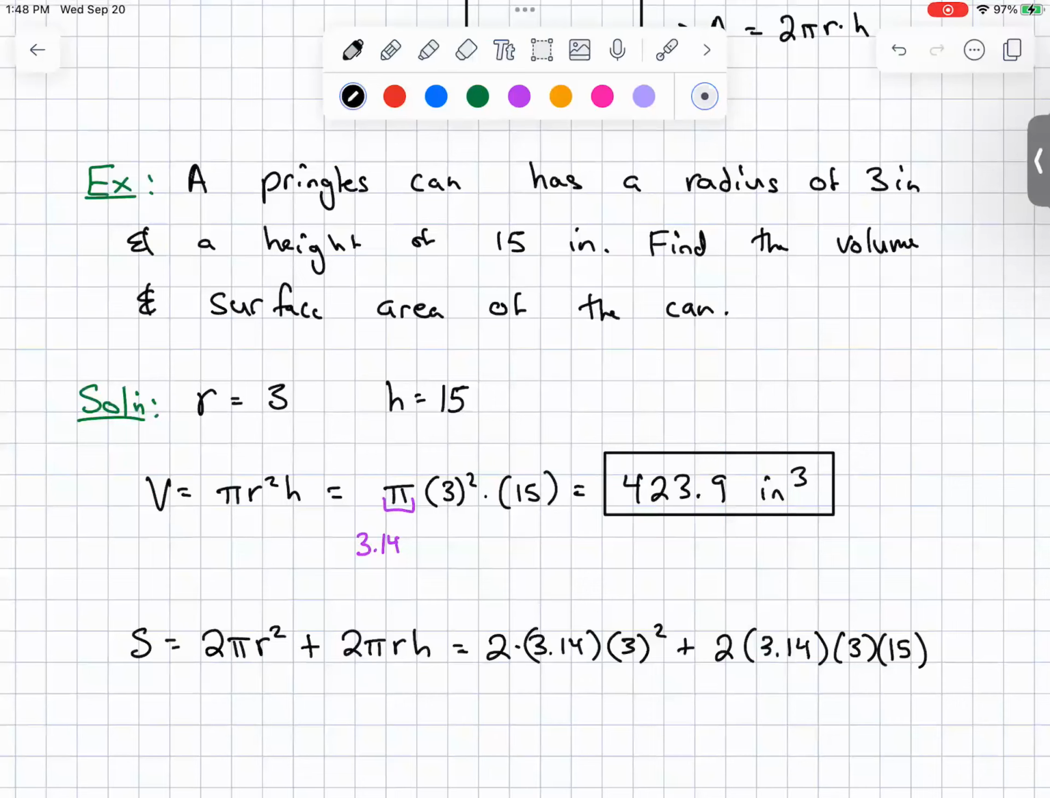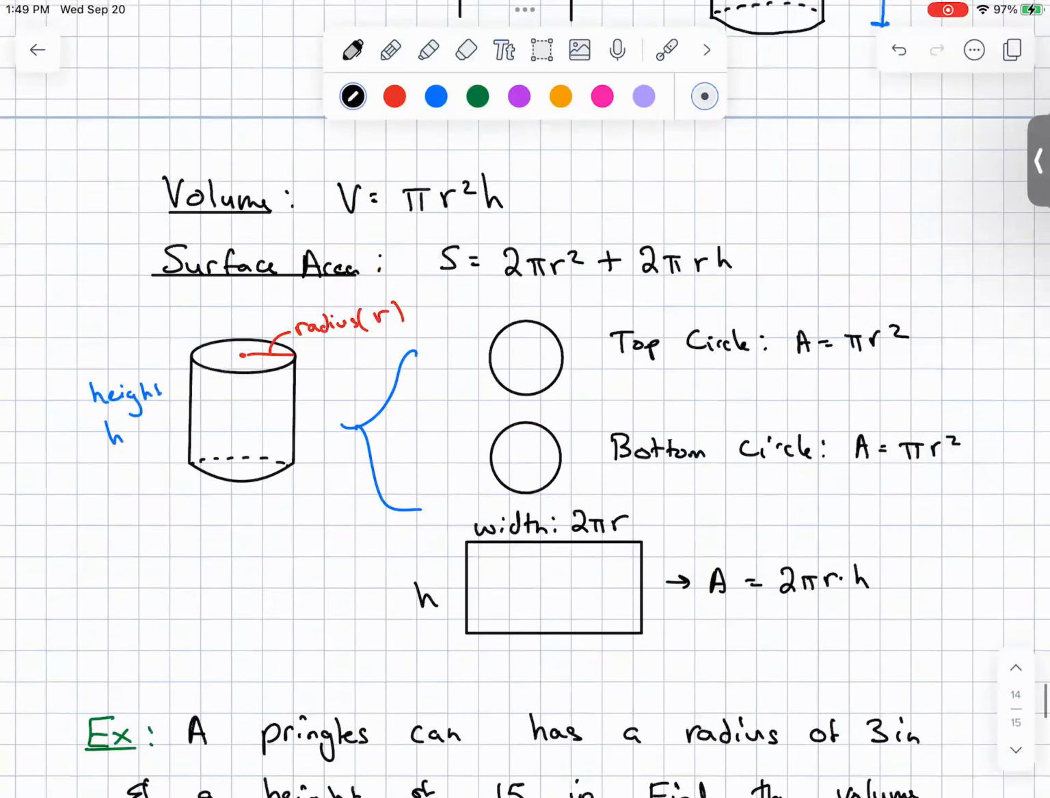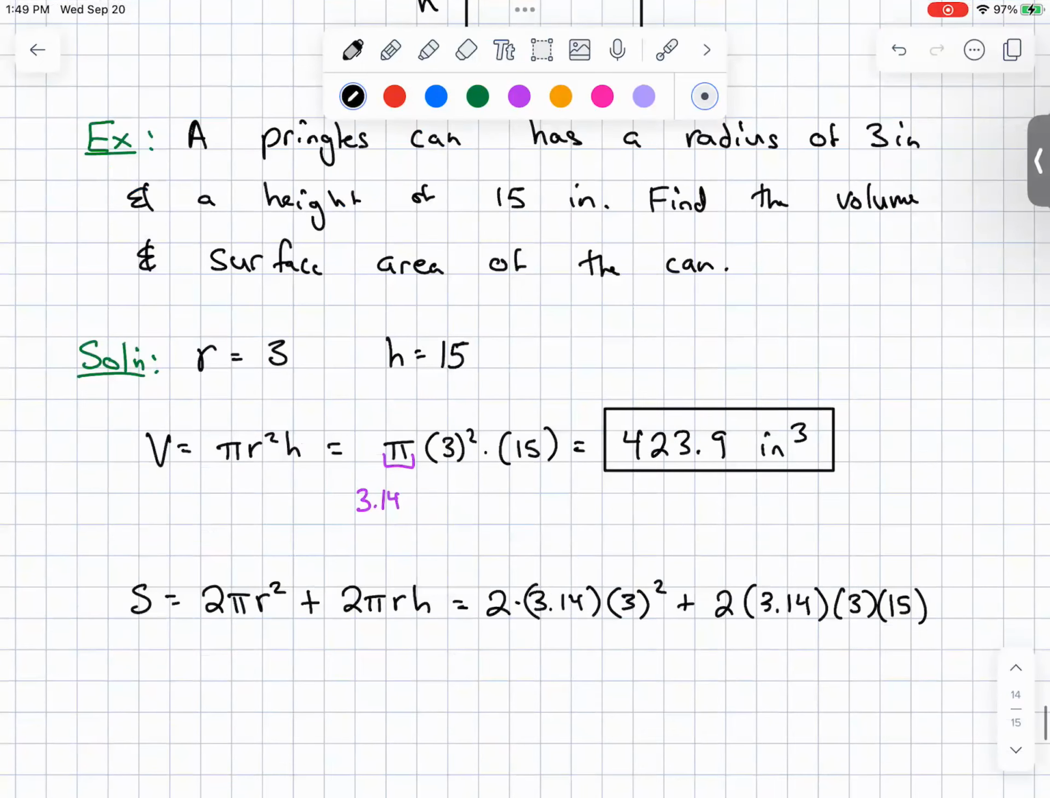Did I do something wrong? I'm getting a different answer than what I normally get. 339. Is that what you guys get? I don't know why mine's... Oh, yeah, that's why. Let me make sure I didn't write this wrong. Okay, no, I put it into my calculator wrong. So I get 339.12. Yes. And that will be our last answer.